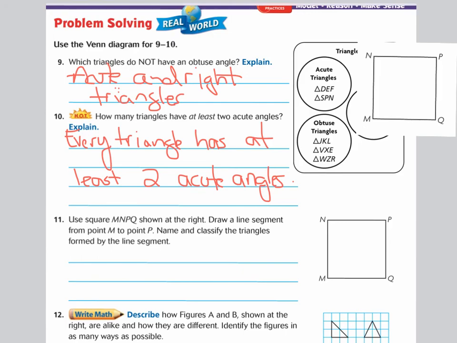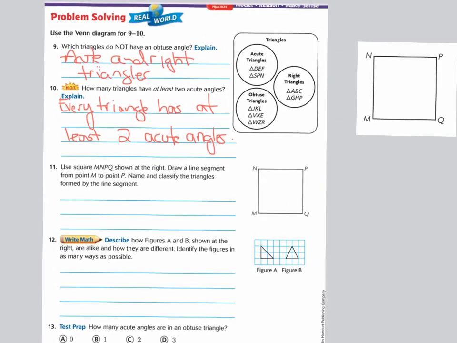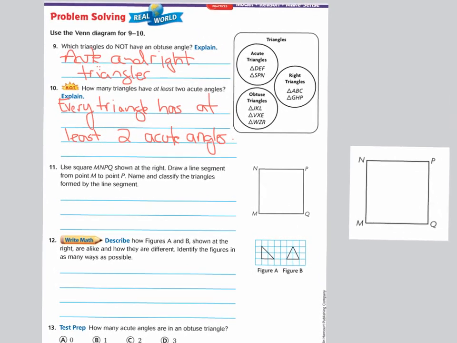Number 11. So question number 11 asks us to partition the square into 2 triangles. Let's go ahead and do that now. So we're going to draw a line segment between point M and point P. So M to P. And let me go back, and we don't need that to be that large, do we? Okay, so from M to P, nope, third time's a charm. So from P to M, that's better.